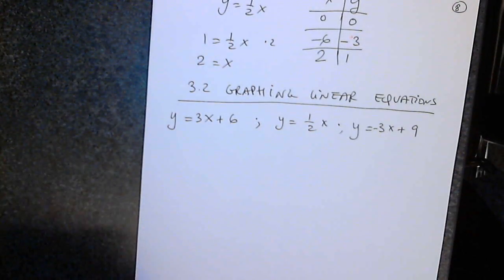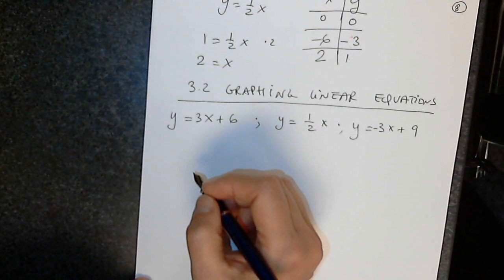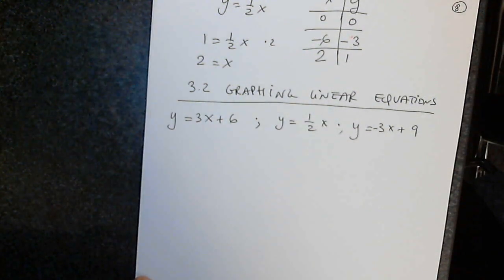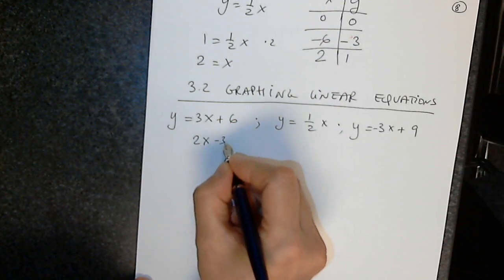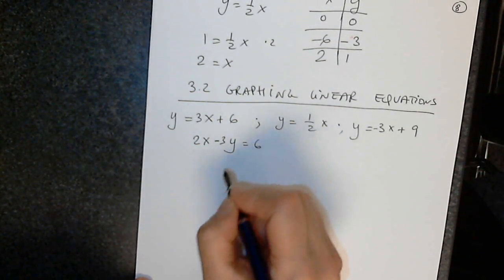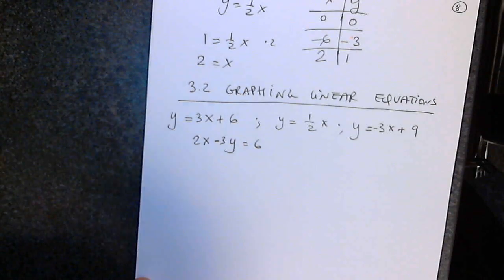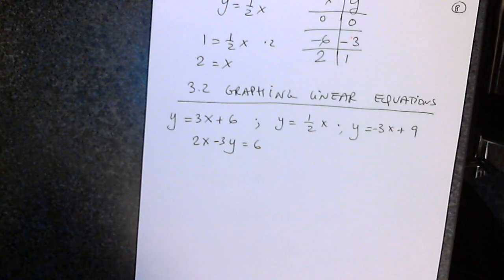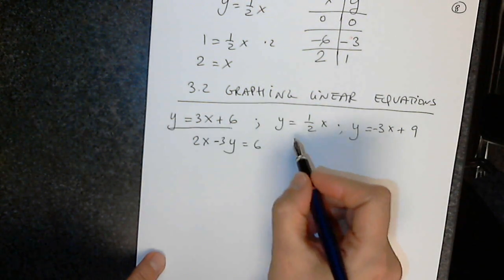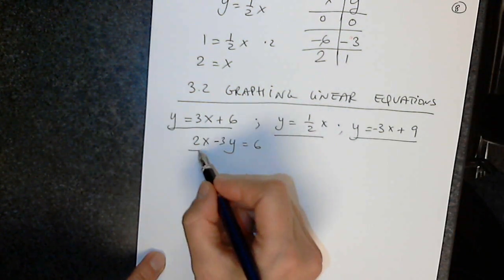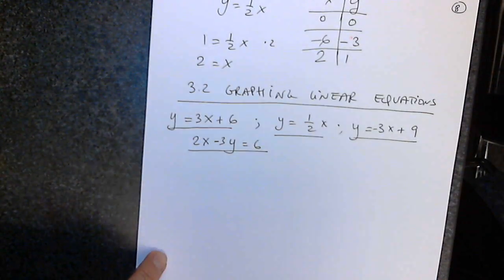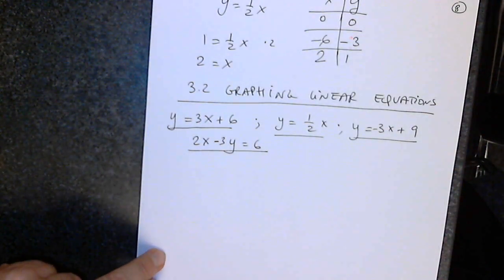How do I know they are linear equations? Very good point. Let me give you another example. Thank you for saying that. 2x minus 3y equals 6. So this equation is still linear, but it's not solved for y. Very good point you're making. So how do I know that all these equations are linear and not some other type of equation?